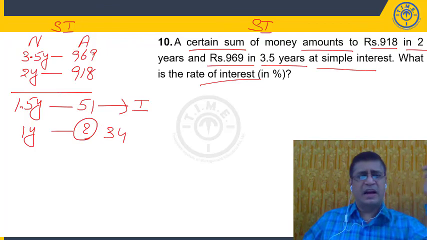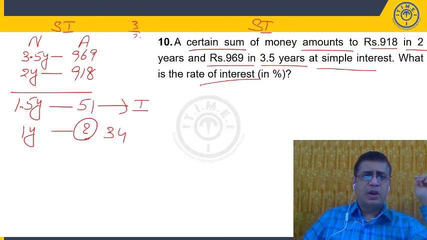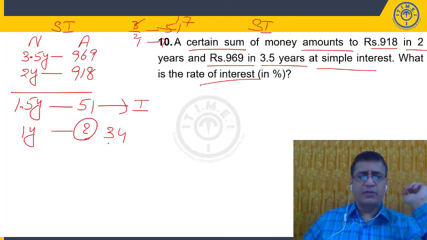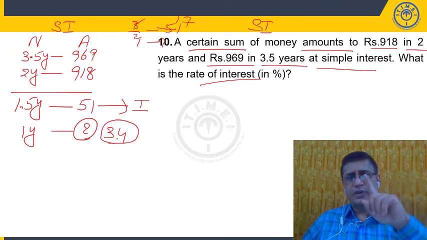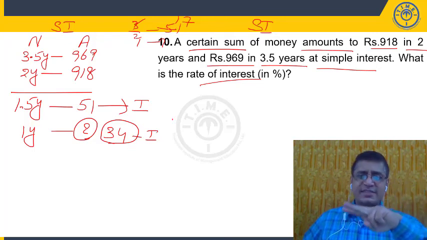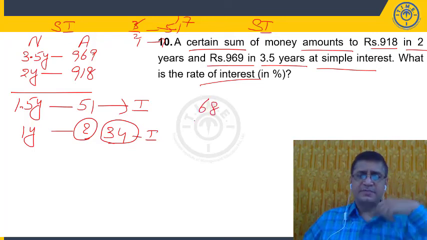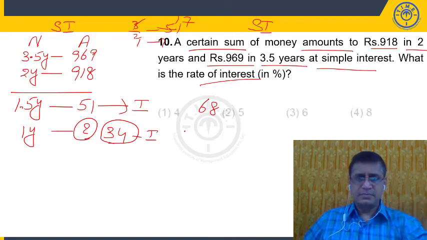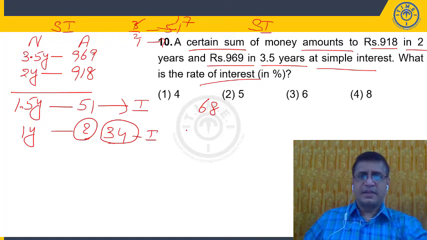How come? 1.5 means 3 by 2. 3 by 2 is equal to 51. What is the full value? 3 goes exactly 17 times. So 2 into 17 is 34 rupees. This is the interest for 1 year. Interest for 1 year is 34. What is the 2 years interest? Double, 68. All right, so 68 is the interest.